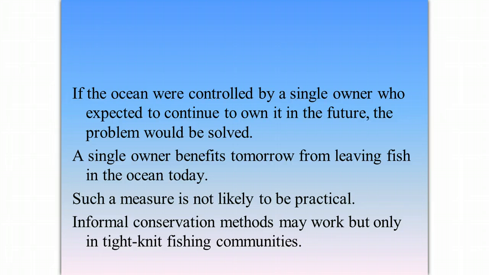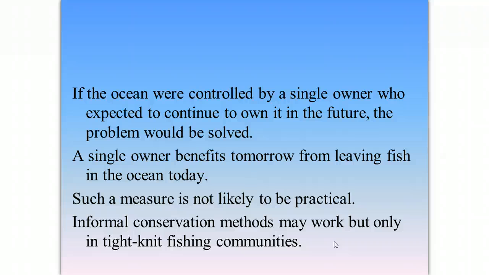However, a single owner for the huge fishing area that the planet contains, more than 70% of the surface area is water, is unlikely to happen. Informal conservation methods may work, but only in tight-knit fishing communities. So there are areas where people have grouped together and said, look, we shouldn't be taking a huge amount of stock out of the water.